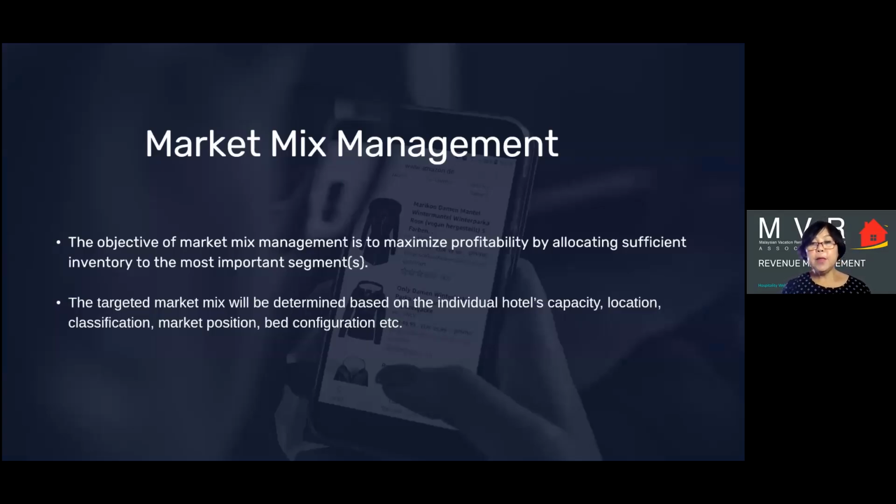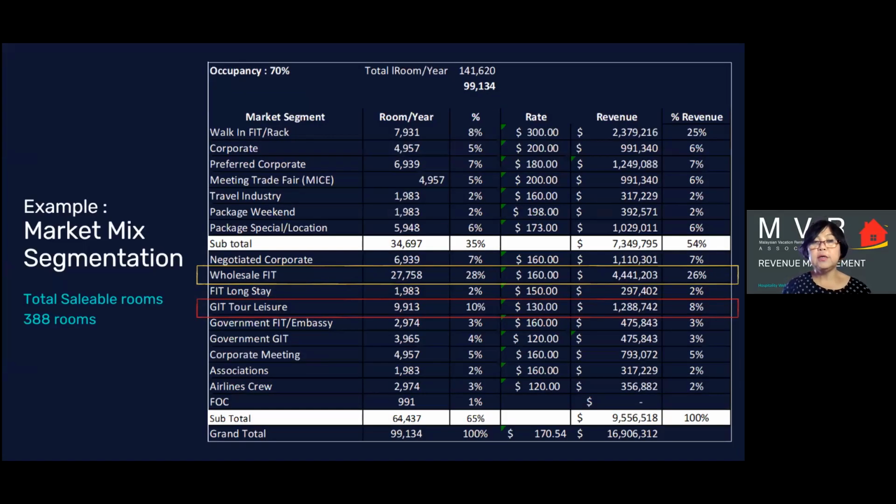Market mix management is to position a hotel. The purpose is to have a target market mix that is determined by the individual hotel apartment capacity, location, classification, marketing, the position, and the bed configuration. It looks something like this. So you will know how many percent comes from each segment.